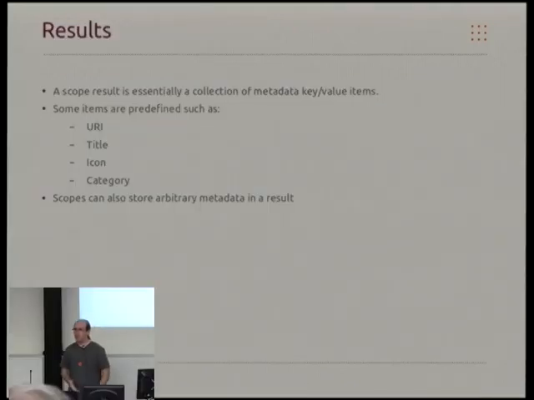The result items you get in Unity are basically a dictionary of metadata. The minimal amount of information is a URI we use to identify the result, a title, an icon, and which category it fits in. There are also a few other bits and pieces, but this is the bare minimum we have for a result. As well as some predefined values, we also allow you to store arbitrary metadata, which is used for some other features.